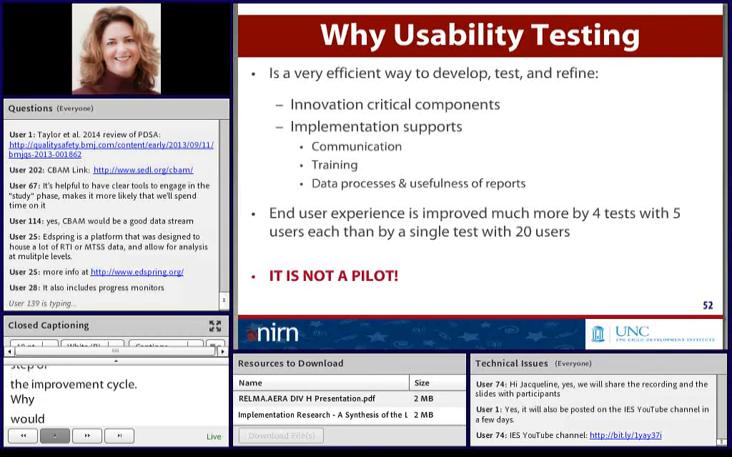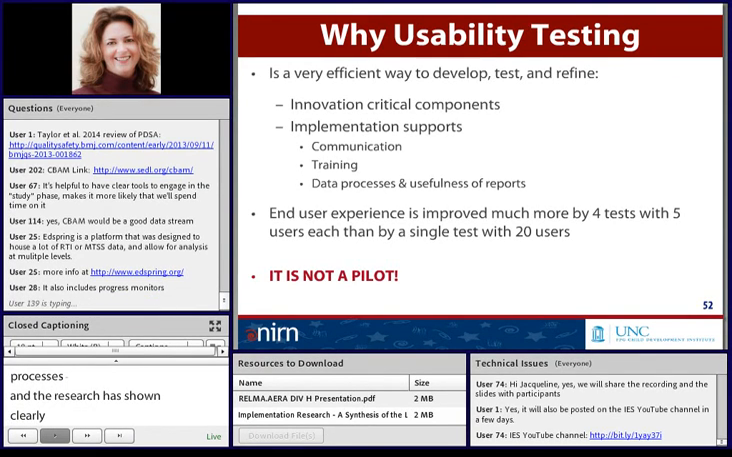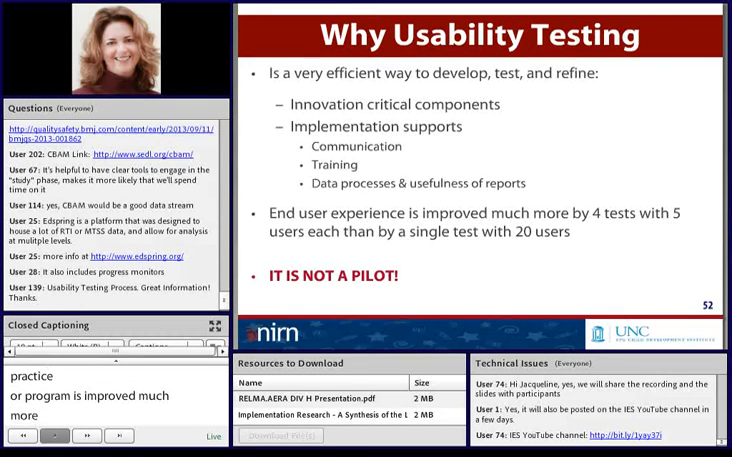Why would you want to pay attention to usability testing? Well, it's a very efficient way to develop, test, and refine not just the implementation supports, but innovation's critical components as well. In terms of implementation supports, it lets us look at communication around it, training, coaching, the data processes. And the research has shown clearly that if we engage in this, the end user experience for that new practice or program is improved much more by 4 tests than with a single test with 20 users. So it can work out to 80% or greater of the bugs there.